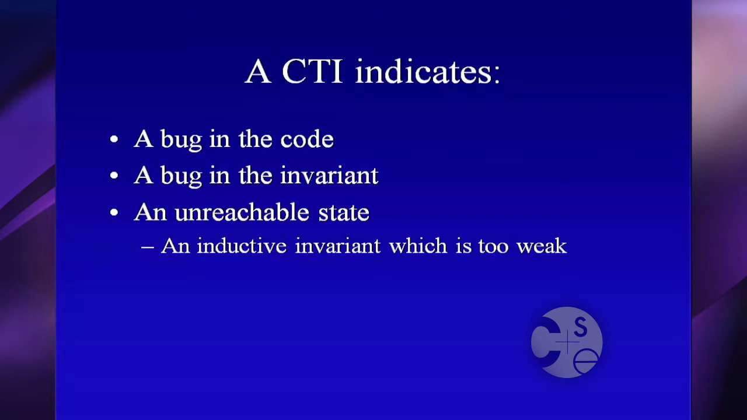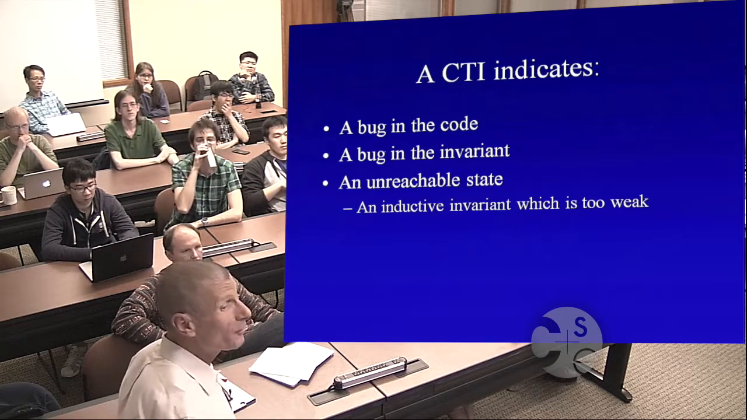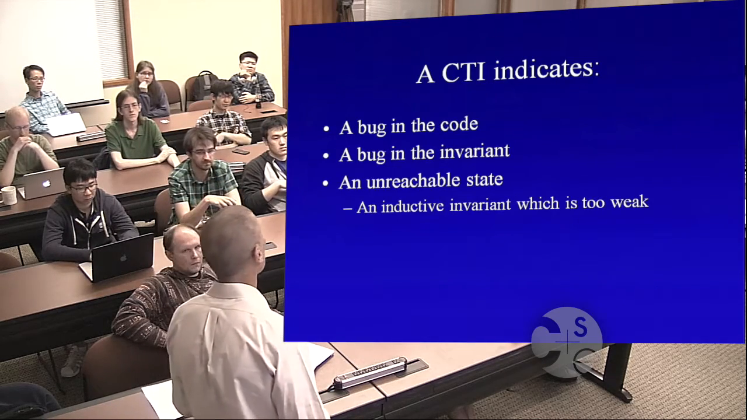And the third case that can happen is that this counterexample to induction actually represents an unreachable state. So this is where the invariant is too weak, and it has to be strengthened.